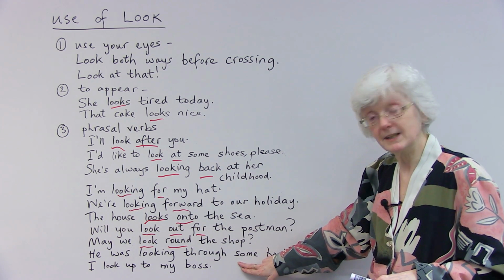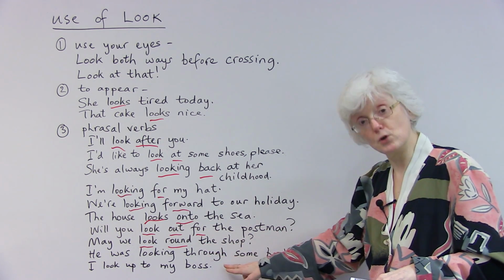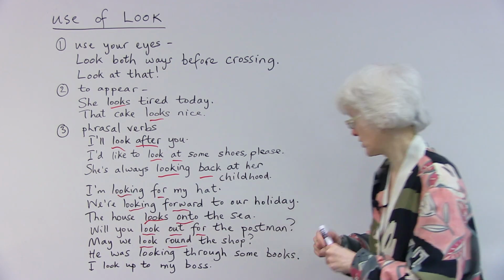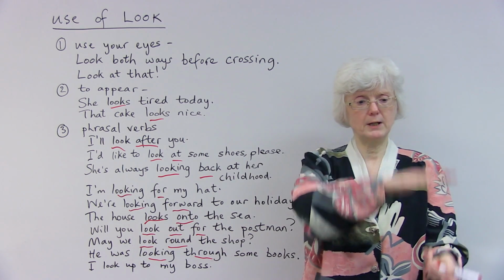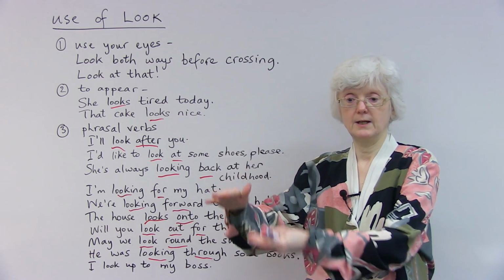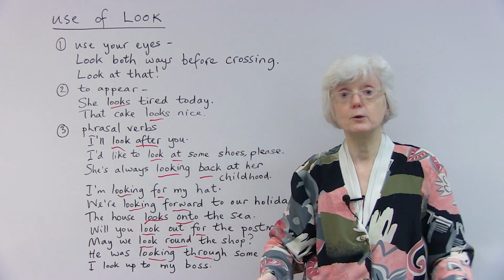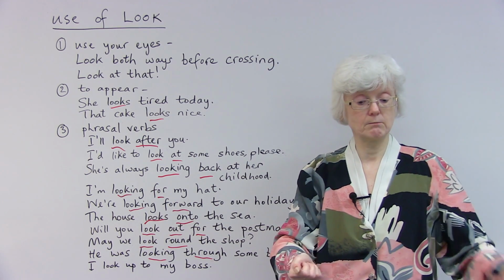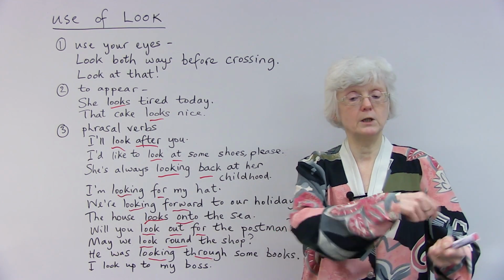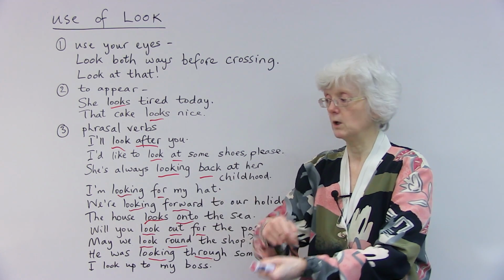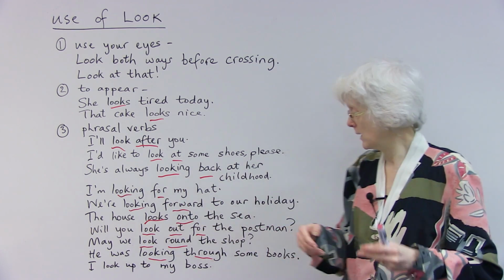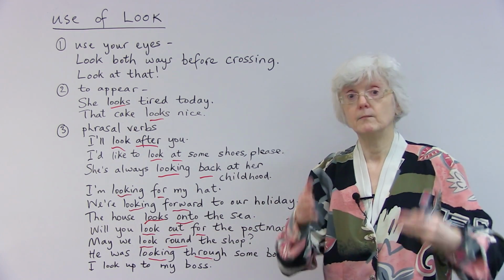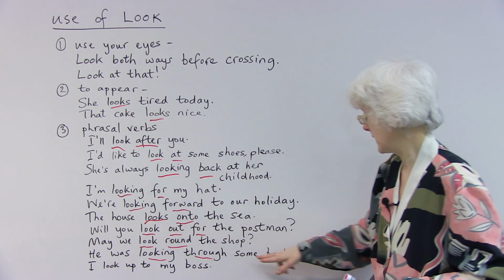Next one. He was looking through some books. Okay, so maybe he's got a pile of books, trying to decide which one to read, and just looking through that one, looking through that one and that one, trying to decide which one shall I read next. So you're looking through one at a time, okay?